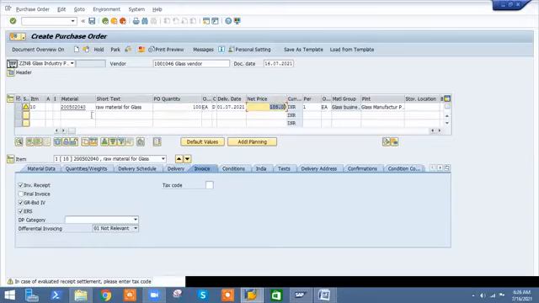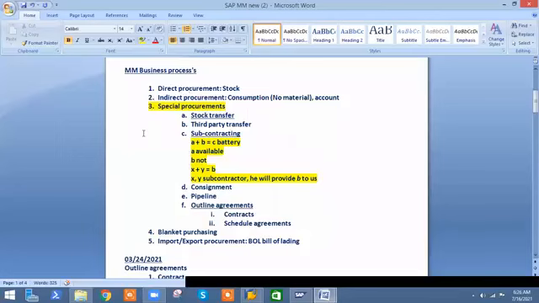So when you are specifying the material in a purchase order, that is what is called direct procurement. When there is no material, if you are not specifying the material, that should be called indirect procurement. That is the basic difference between direct and indirect. That is the first difference.